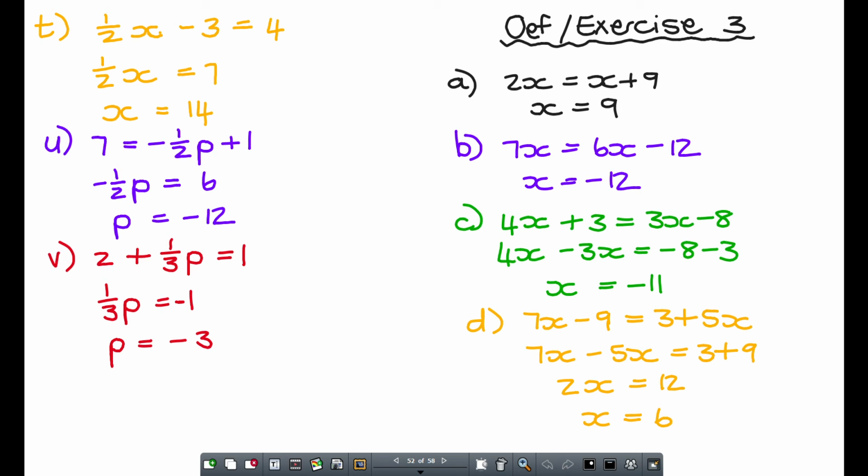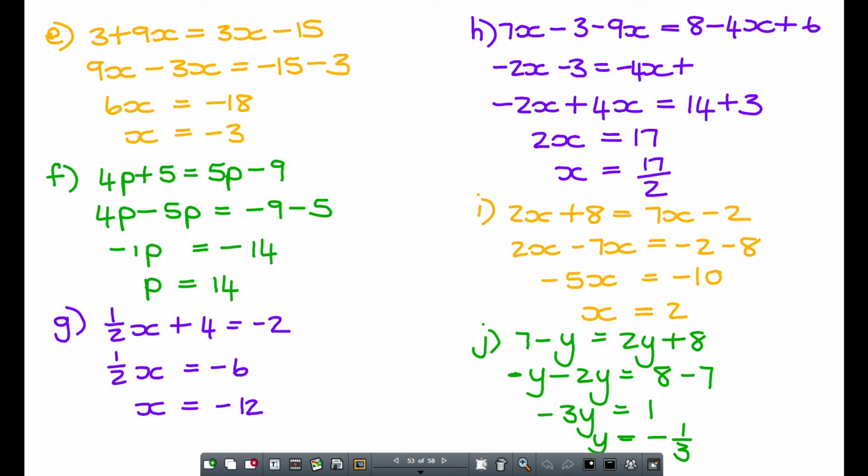Okay, laat ek hoor. Any questions? A up until D. Can I skip? Right. Do you have a question? Okay. There we go. There's E up until J. Please remember unknowns to the left, normal numbers to the right. Then we simplify and get rid of the coefficient.